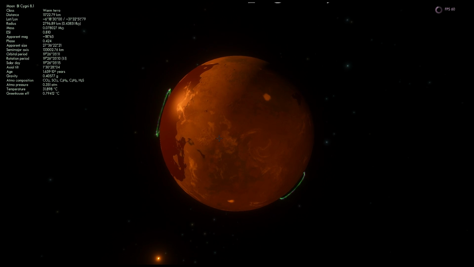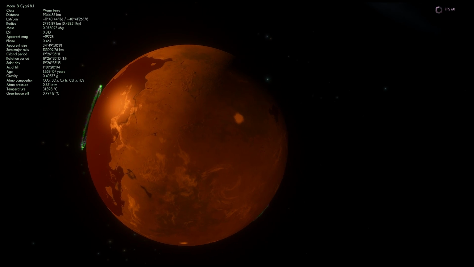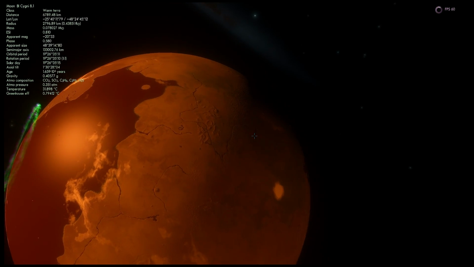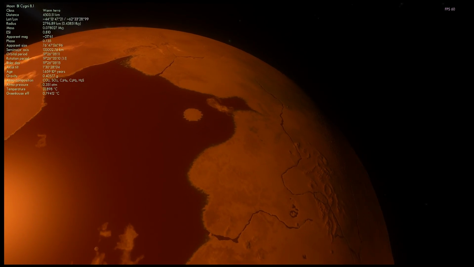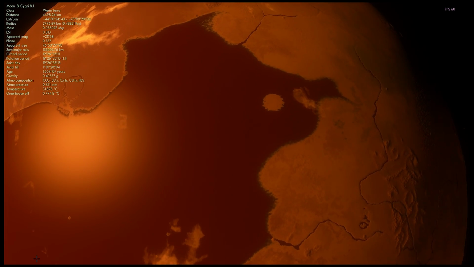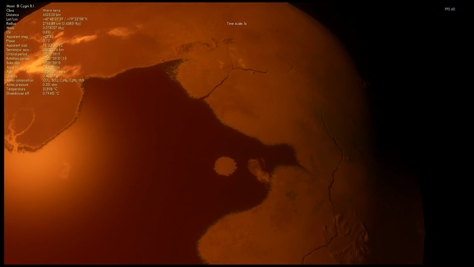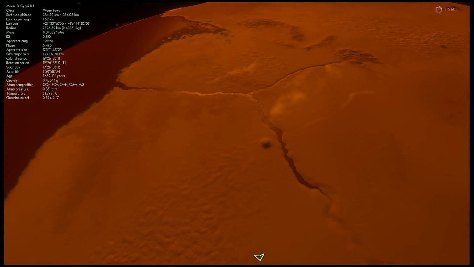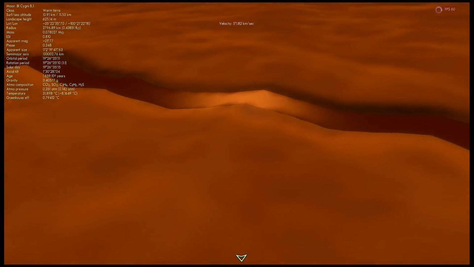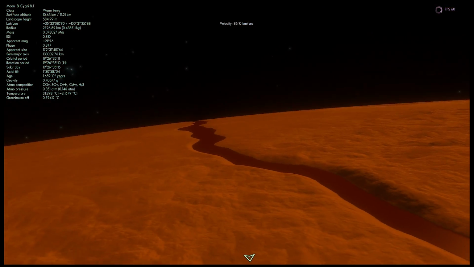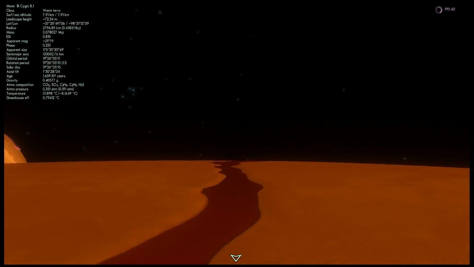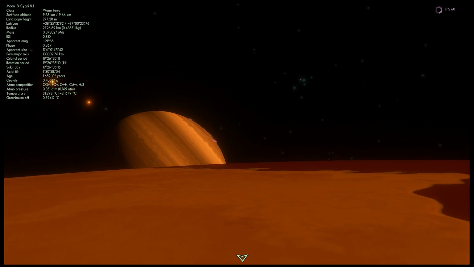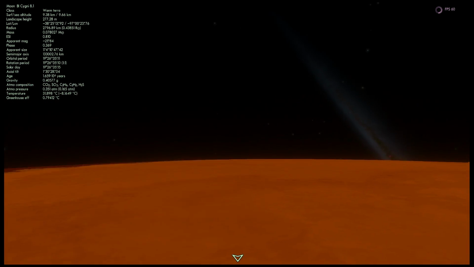So this is a moon orbiting a planet around a red supergiant, and it seems to actually have liquid water. That is absolutely incredible. Look at that. We found a terraformed world with water on it and a relatively comfortable temperature of 31 degrees Celsius. That's a good ending for this video.